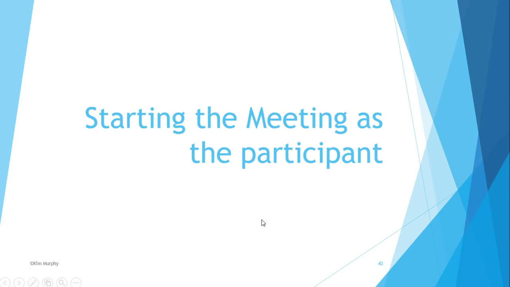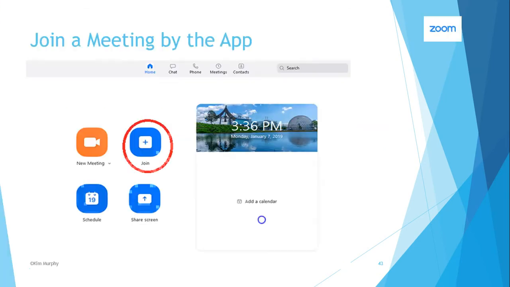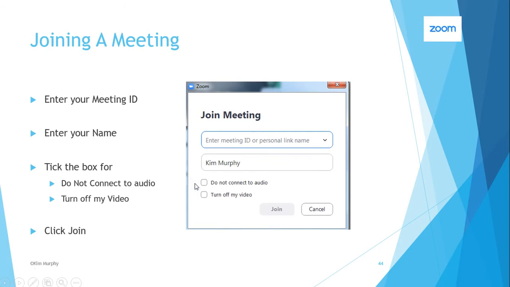Then to start the meeting as a participant. What the participant does is they open up their application as well, either on their laptop, PC, or their tablet or their phone. And once they do that, they press the blue join button. When they press the blue join button, they then need to enter in the ID that was emailed to them. So if they type in the ID number, they can then type in their name into the box. And then once they've done that, they simply press the join button.